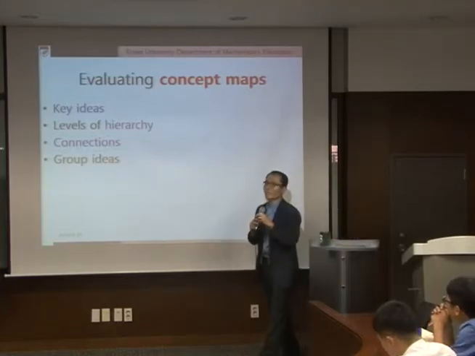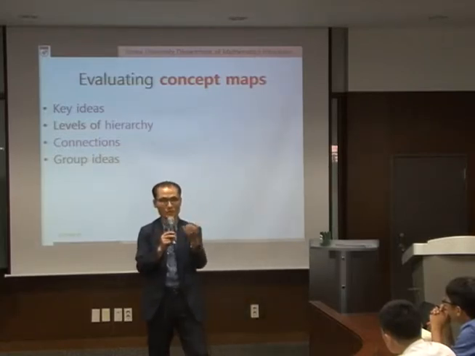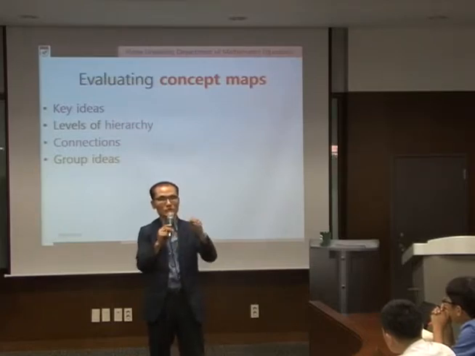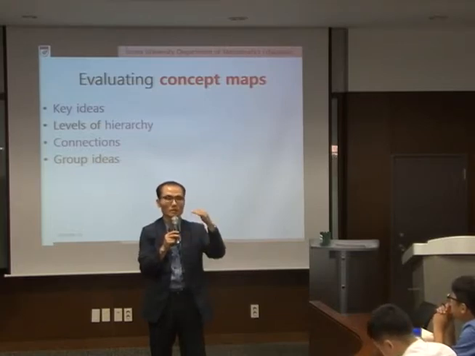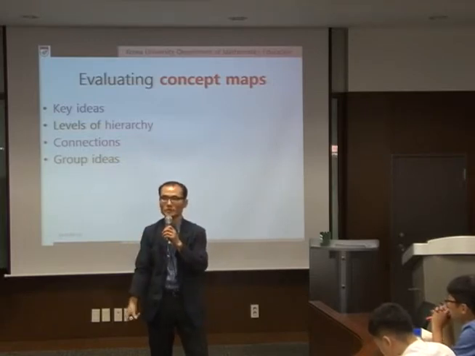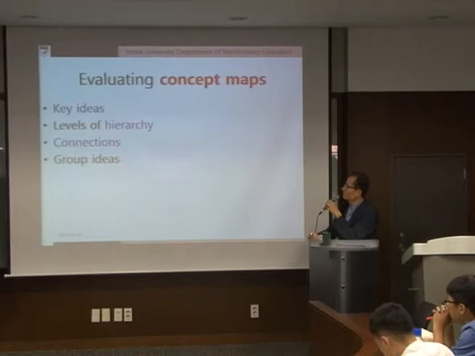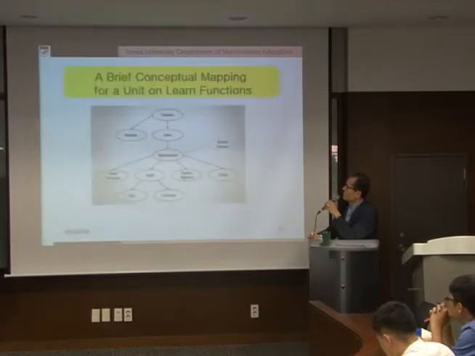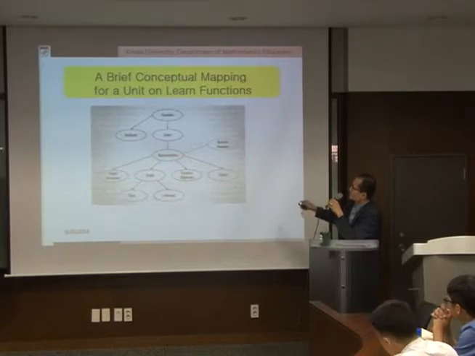So one of the simplest ways: instead of drawing a complicated diagram or picture at first, you just make a simple drawing first, okay? And then you include more and more content in your drawing. That's much more convenient. Otherwise, it's not that easy to draw a complete conceptual mapping. For instance, here is one example, a unit on linear function.